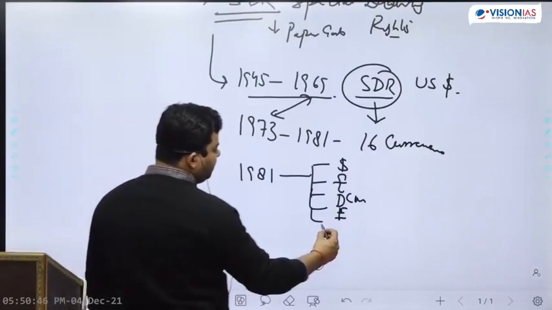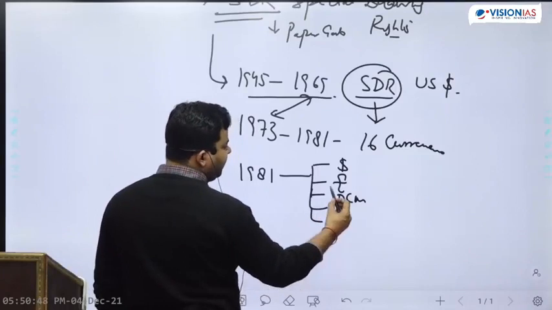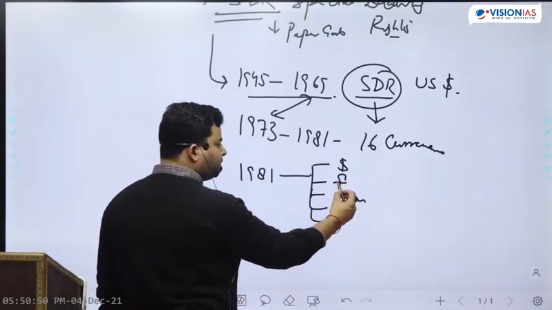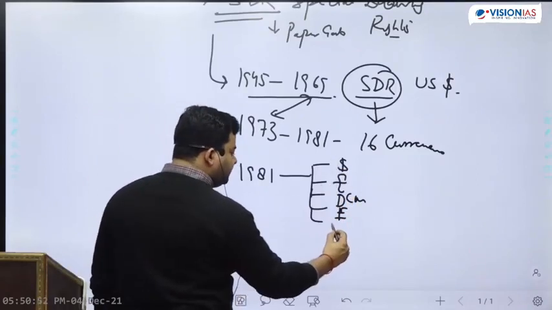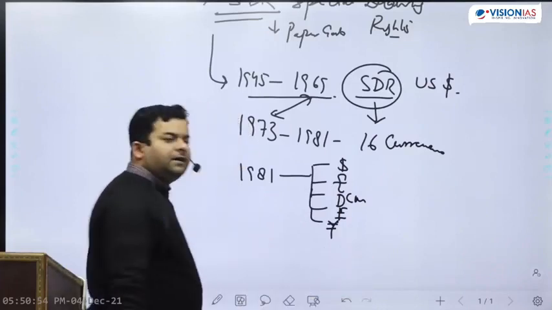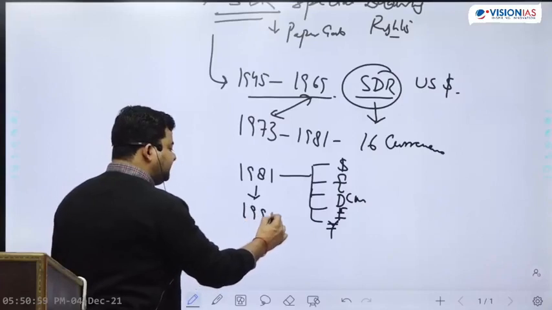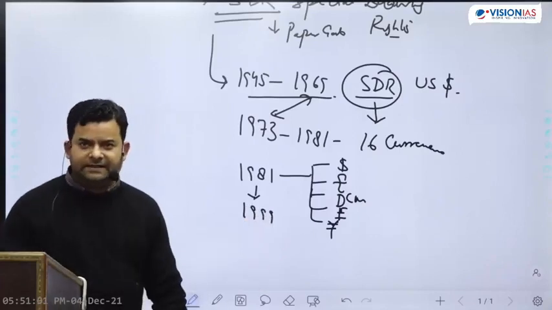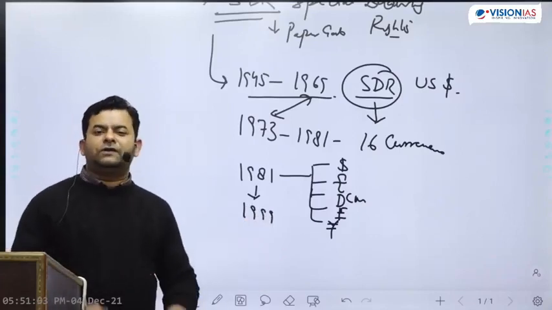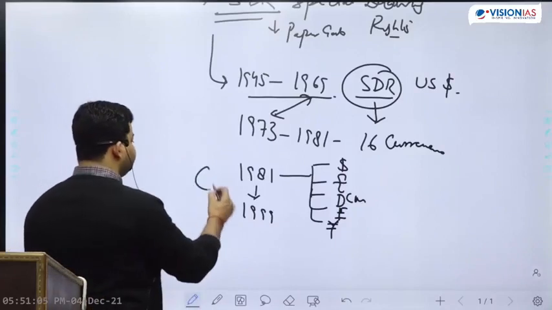And then we got, so there was Swiss franc, there was Deutschmark, there was pound sterling, there was dollar, and then there was Japanese yen. It continued from 1981 to 1999. In 1999, we got a new currency called Euro.